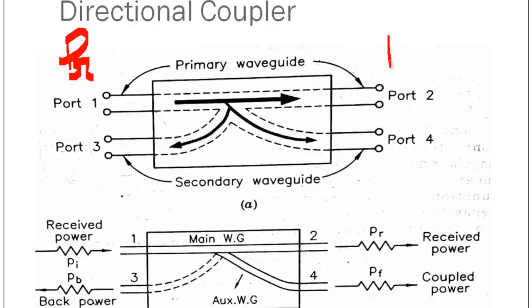The power which will be inputted at port number 2 is known as a PI or incident power. The power which is coupled at port number 3 will be known as a forwarded power or coupled power. This will be known as a PF, right?